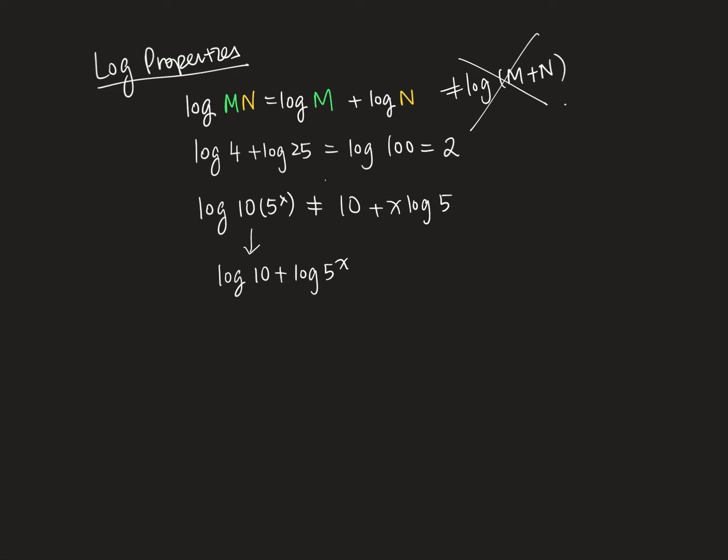So this part is correct. But you did not take log of the 10. You need to take log of the 10 as well. So log 10 is equal to 1. So this should be log 10 plus, maybe I can just write it here. It's log 10, which is 1, plus x log 5. All right, now let's move on to the second property.